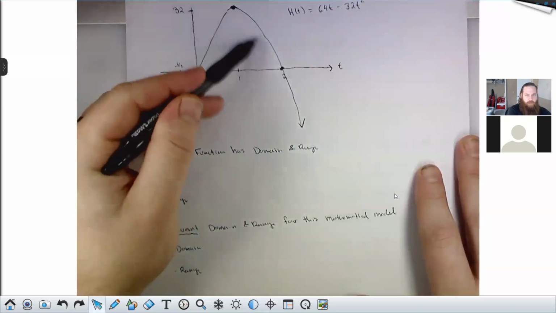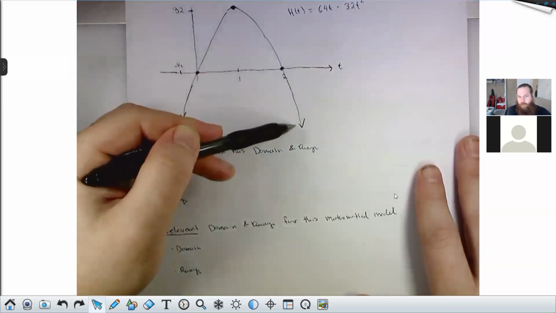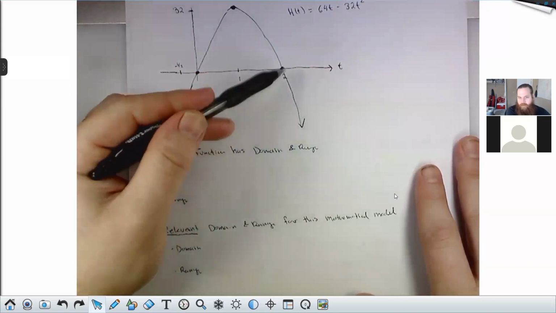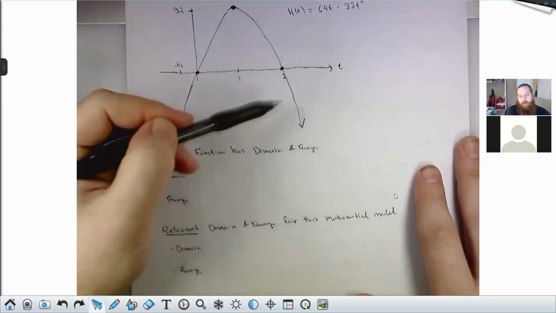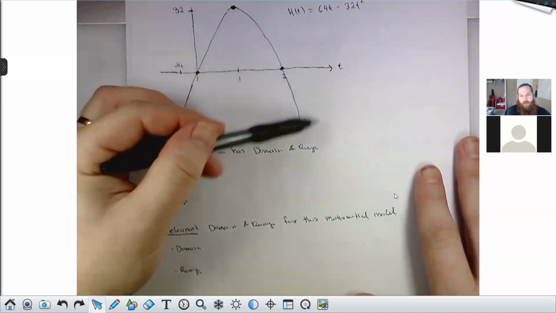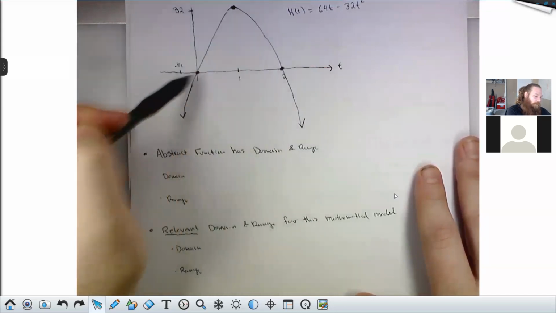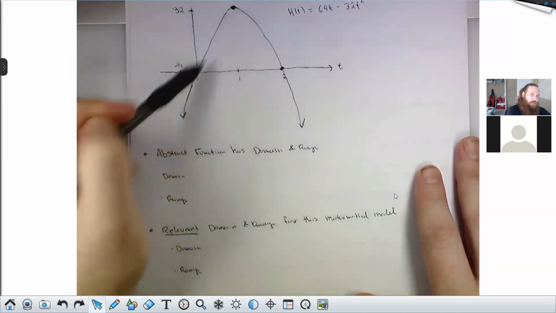Similarly over here, the ball falls, hits the ground. Does it start furiously tunneling under the earth? No, it just sits there. So this part of the graph is also not relevant to the mathematical model. The only part of the graph that's really relevant to the model is this part.